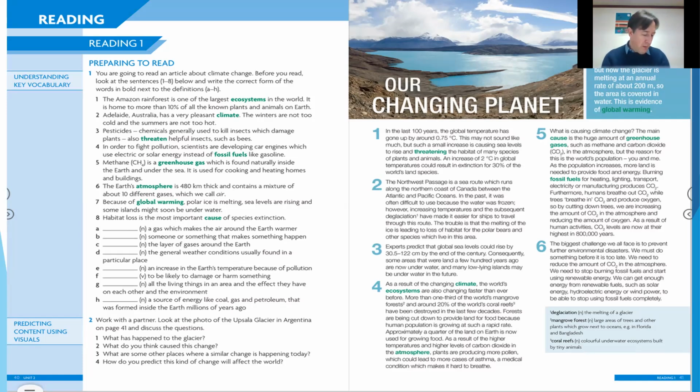So reading 1 on page 40, preparing to read. And like I said, we're just going to look at the words. You do need to study the words. Some of the vocabulary will be in our midterm test, okay? So make sure that you understand and know the vocabulary from every reading in every unit.